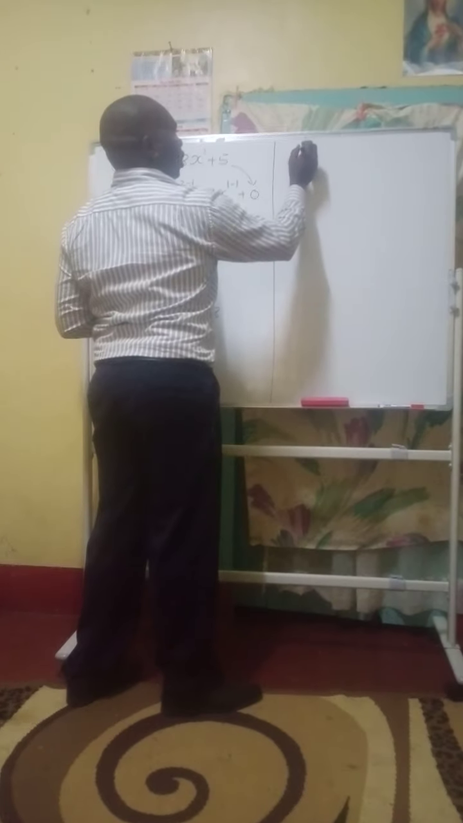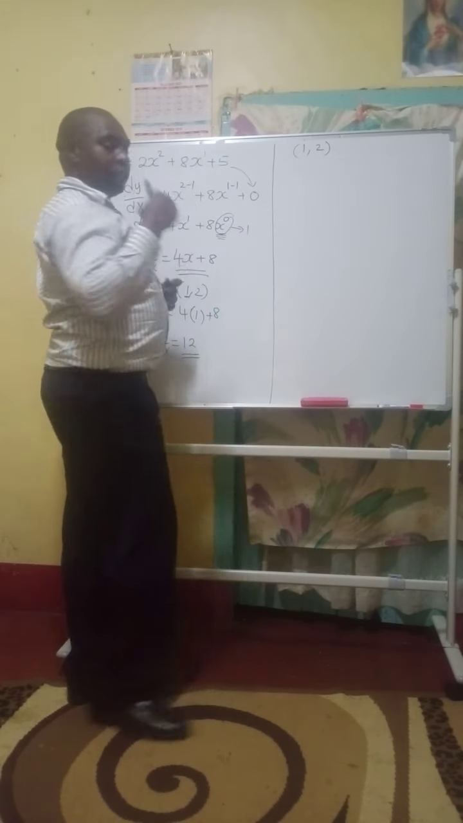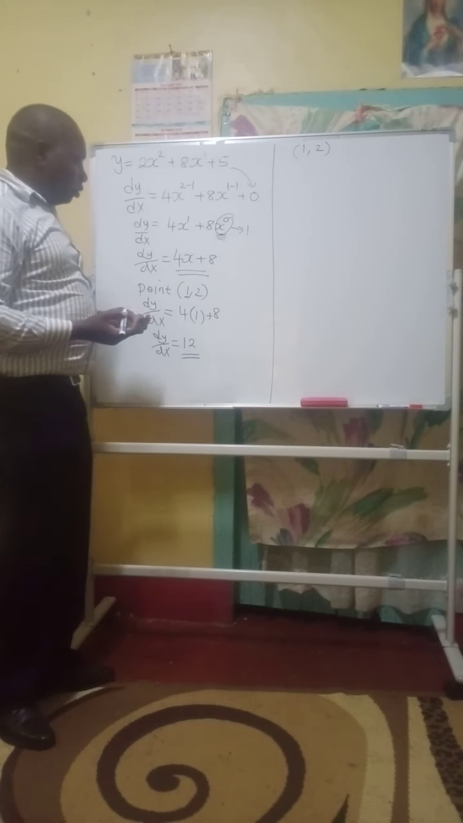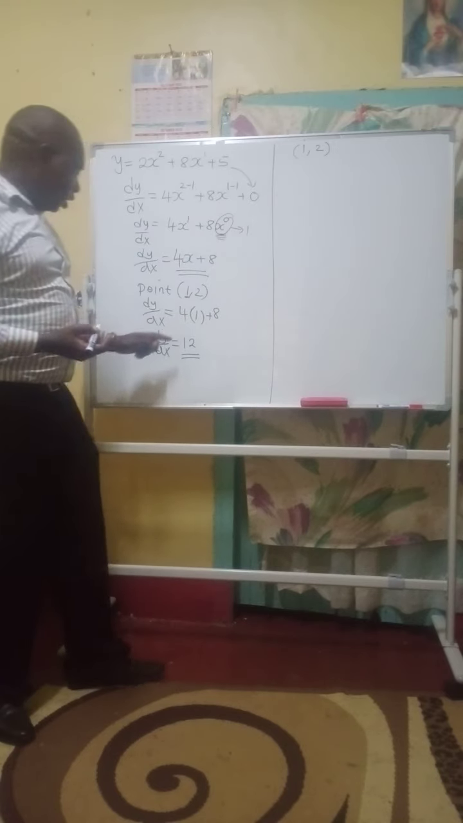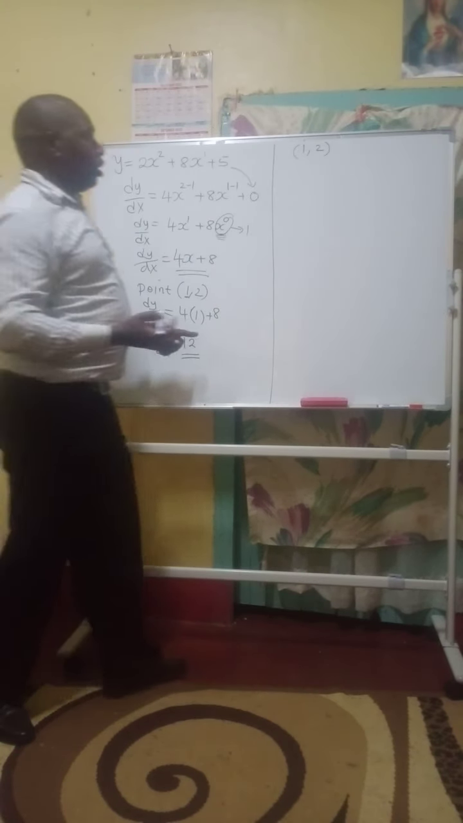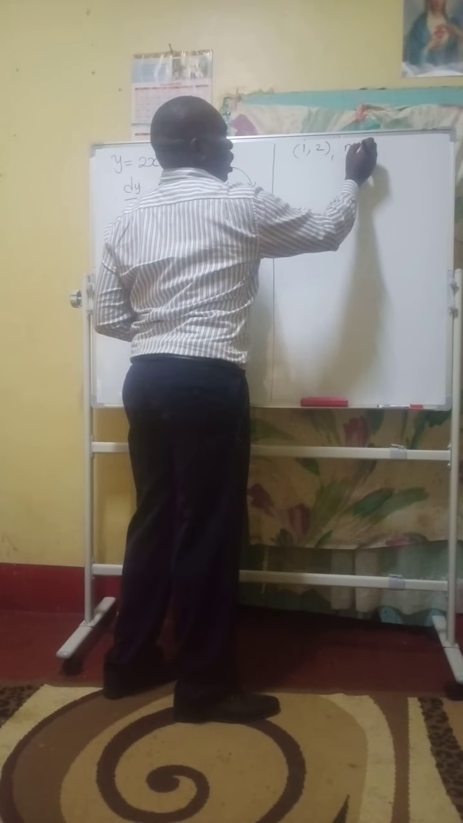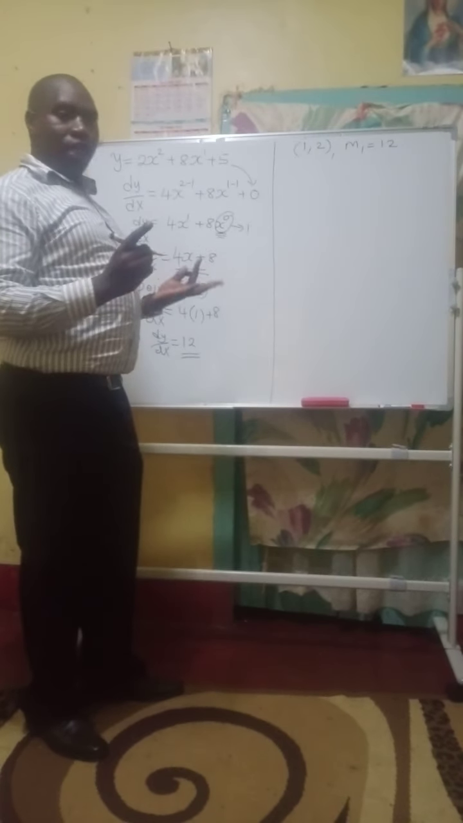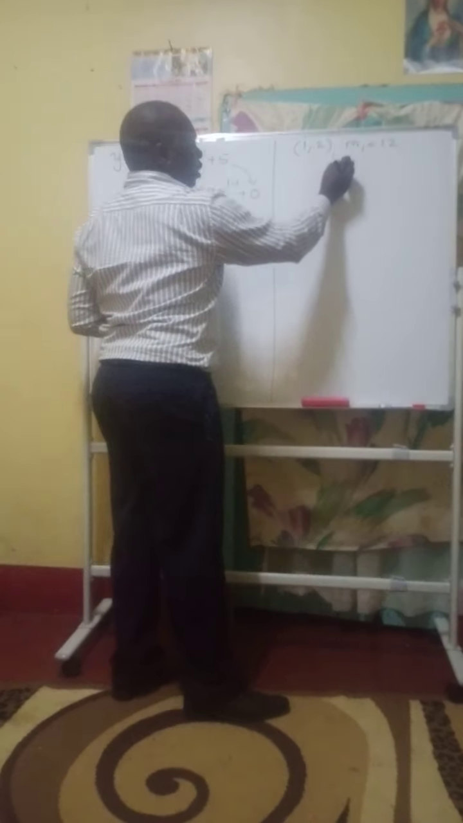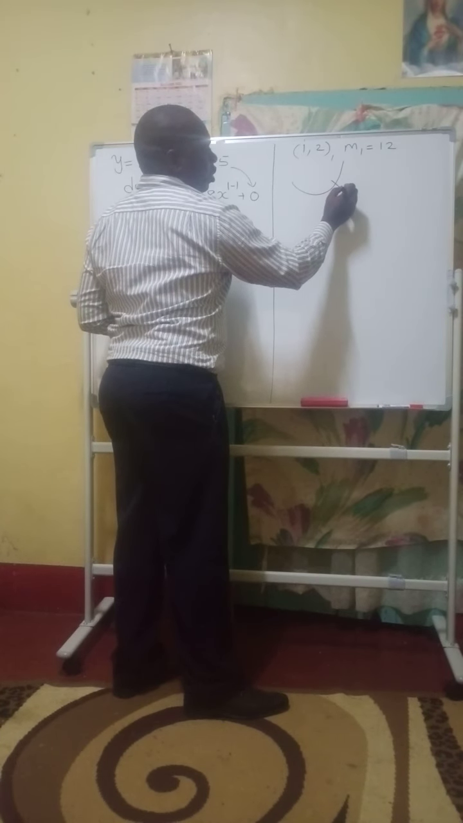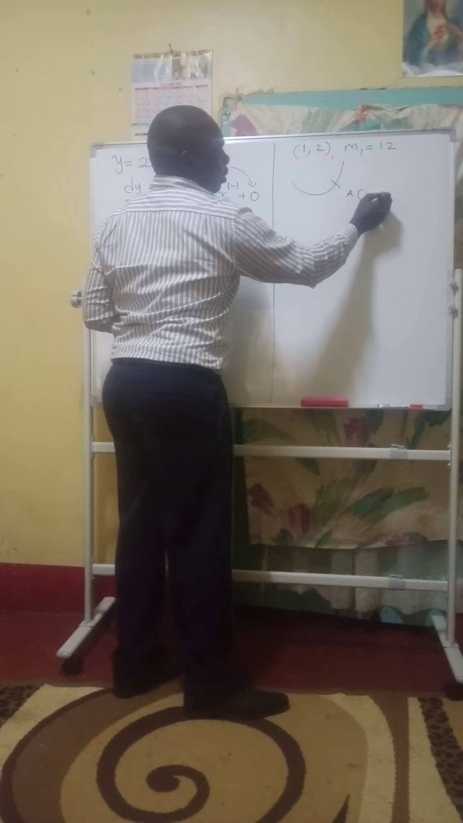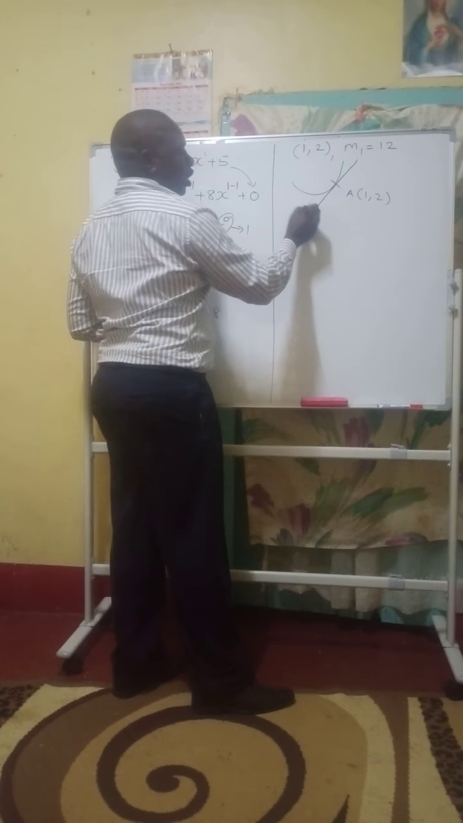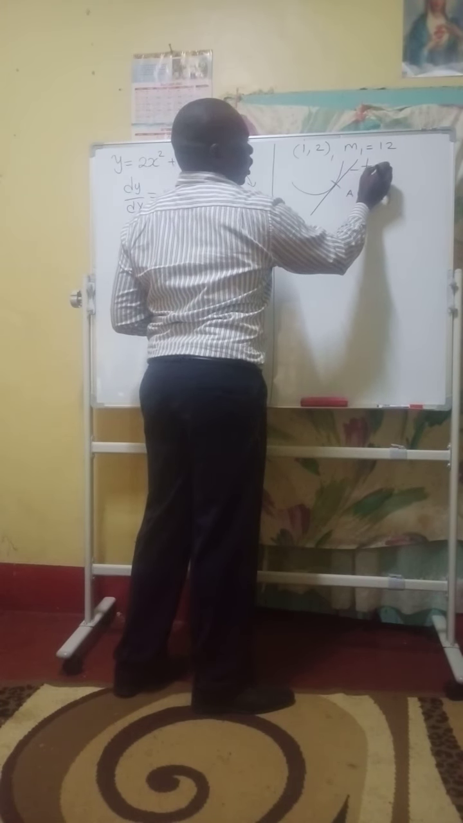Now, given a point 1, 2, we can start by determining the gradient at that particular point. And we have already seen that when you try to get the gradient at this point, we are getting a gradient of 12. So that can be our first gradient of a line that will be tangent at that particular point. Now, if this is the curve, and this is the point where we are calling A, which is 1, 2, we can have a line that passes at that particular point.